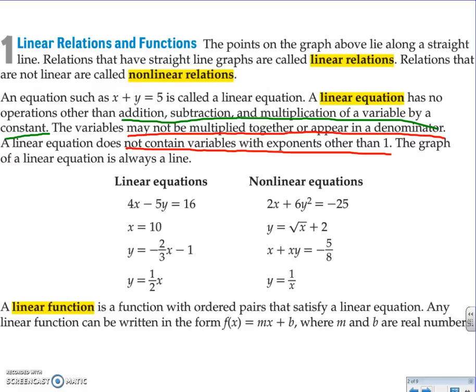Over here, this one is bad because y has an exponent of 2. This one is bad because it's square root of x. That's not allowed. This one's bad because x and y are being multiplied. And this one's bad because x is in the denominator. It's 1 divided by x. You can't do division by a variable.